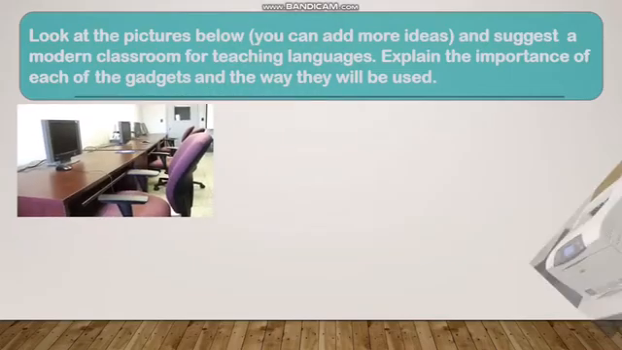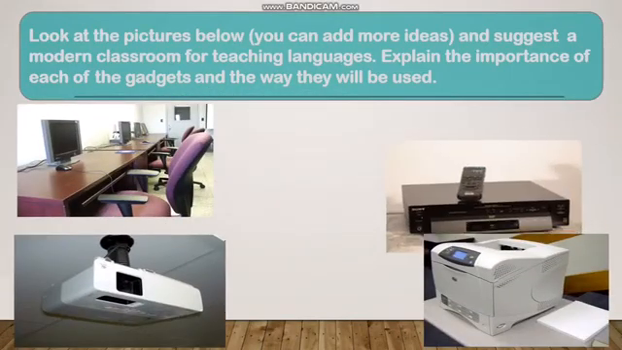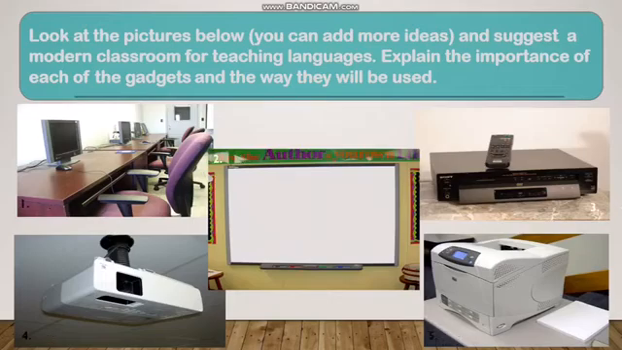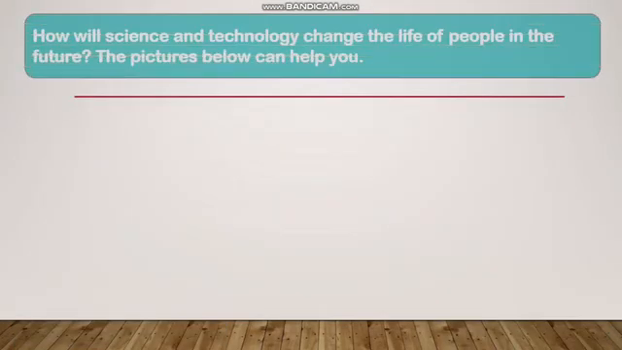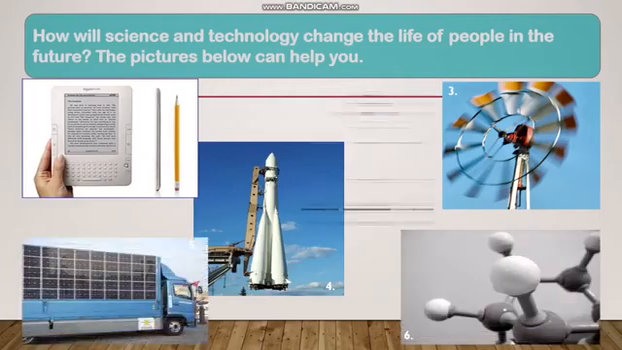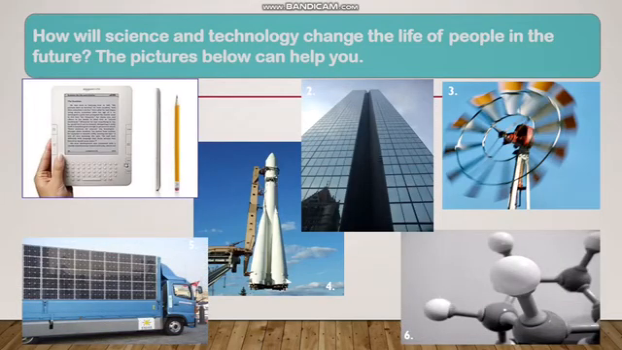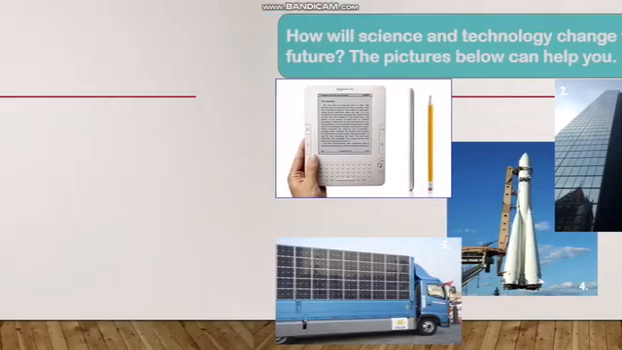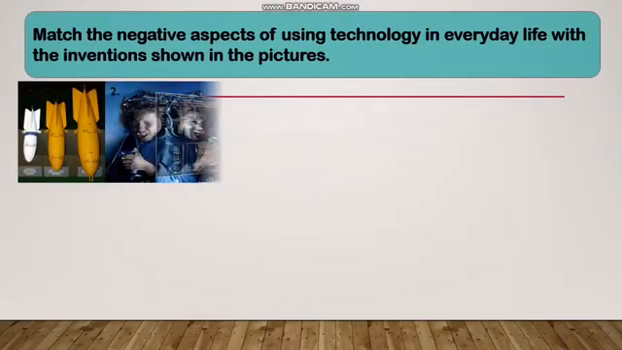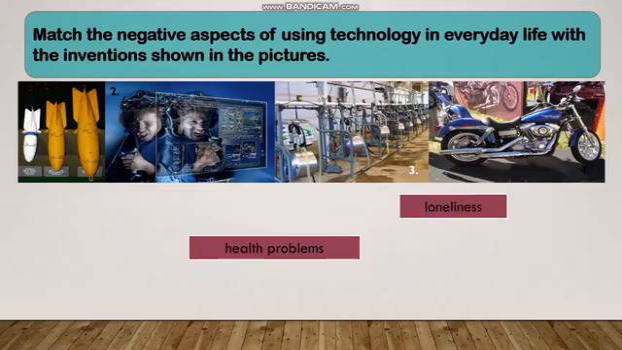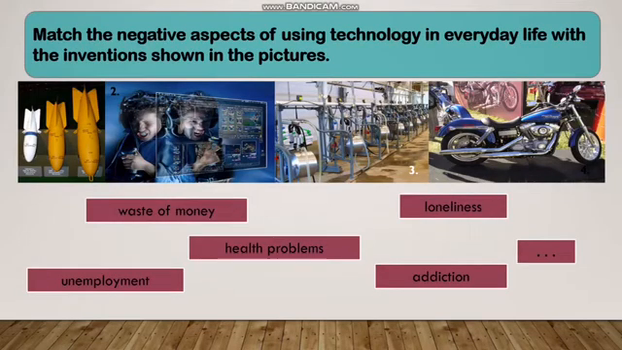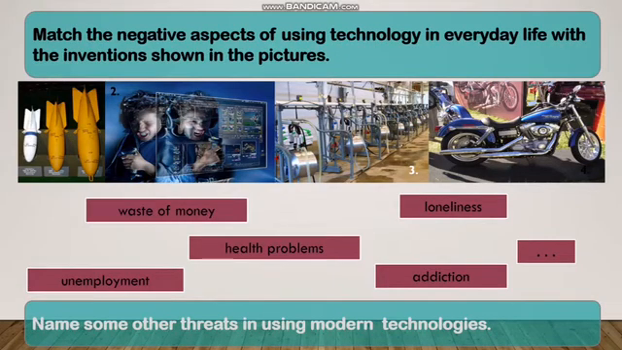Look at the pictures below and suggest a modern classroom for teaching language. Explain the importance of each of the gadgets and how they will be used. How will science and technology change the life of people in the future? The pictures below can help you. Match the negative aspects of using technology in everyday life with the inventions shown in the picture. Name some other threats in using modern technologies.